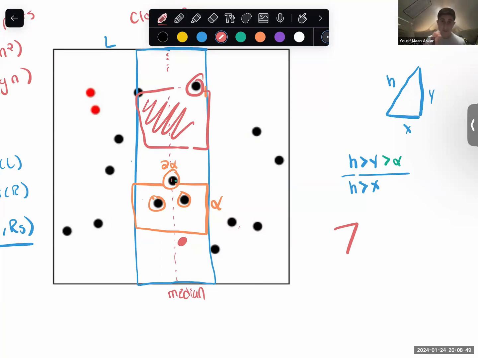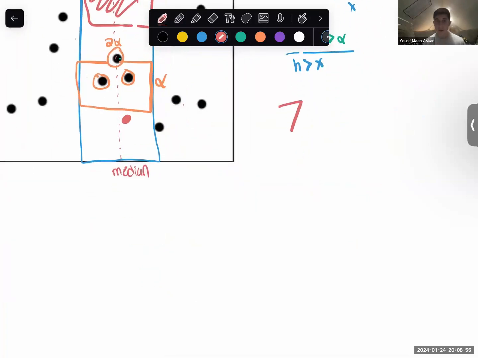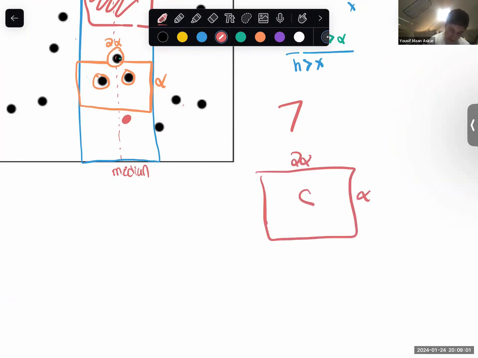All right, I'm going to leave this to you as an exercise. My suggestion: proof by contradiction. If the max number of comparisons we can make is 7, that means the max number of points that we could have in this 2 alpha by alpha box is 8. Proof by contradiction, what would happen if we had more than 8 points in this box? That's my question to you.